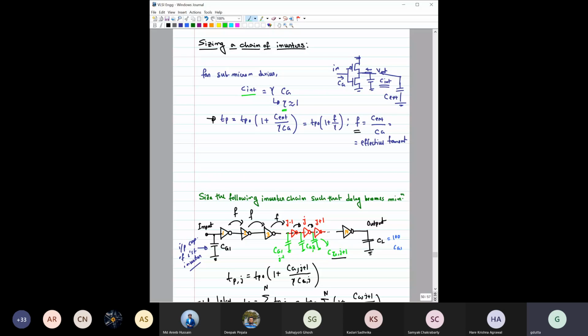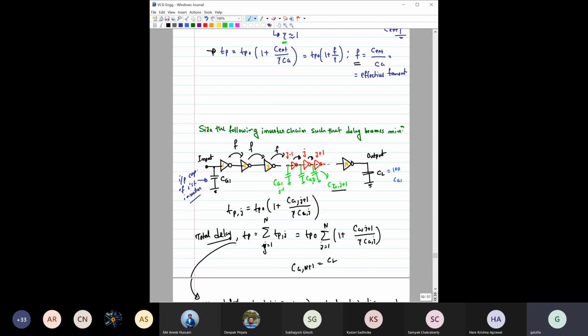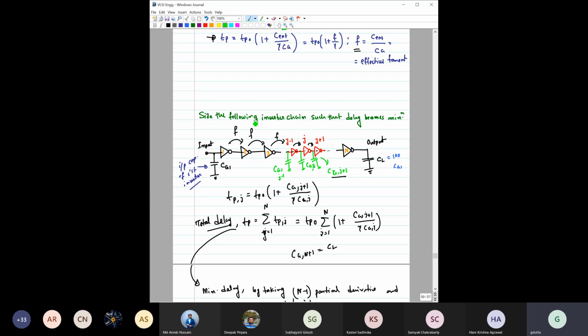equal to 1. Maybe in some cases we will not substitute the value of gamma, we will keep gamma as it is, and then move on to our analysis and see what the condition would be so that we can make the delay of this inverter chain minimum. So for example, here we have assumed that this is the load capacitance, CL. This has to be driven by n number of inverters. Here n may be odd, n may be even.